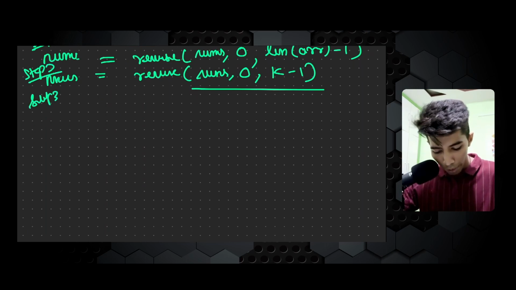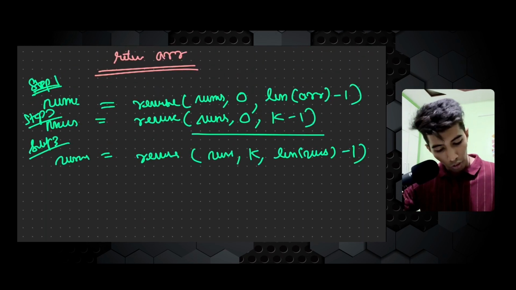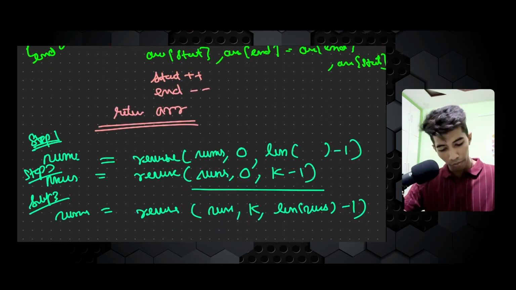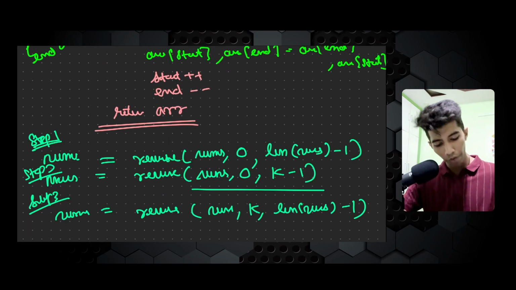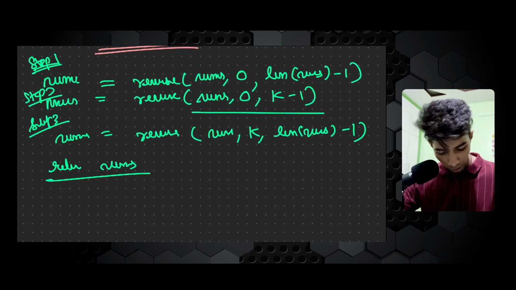Now my step 3 will be reverse of nums from k to length of nums minus 1. This is not an array, this will be nums. I am taking it as nums. Let me take an example of a nums. Like this, and then I will be returning the nums as the input.